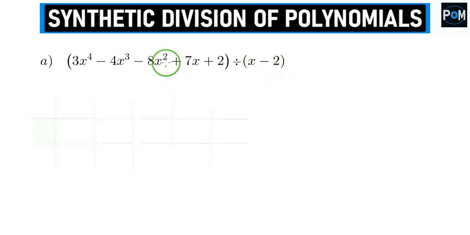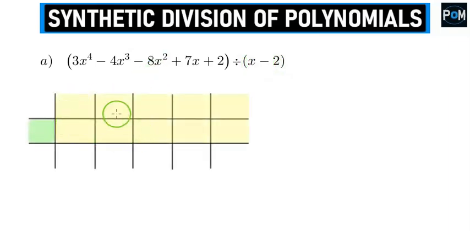To use synthetic division, we draw a table with 3 rows, and the number of columns depends on the terms of the polynomial, meaning the degree of the polynomial. The most important thing in this scheme is this number, and we put this number here on the side, but we must remember to change the sign. So if there is minus 2 here, we put a positive 2 in the table.